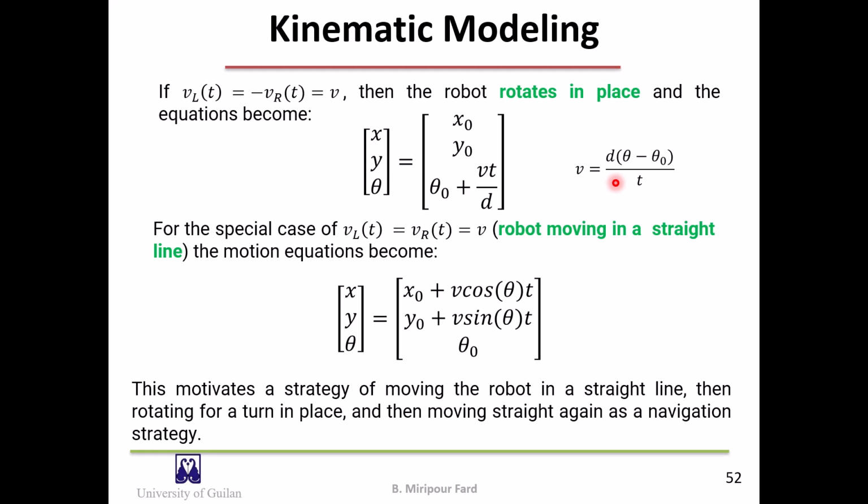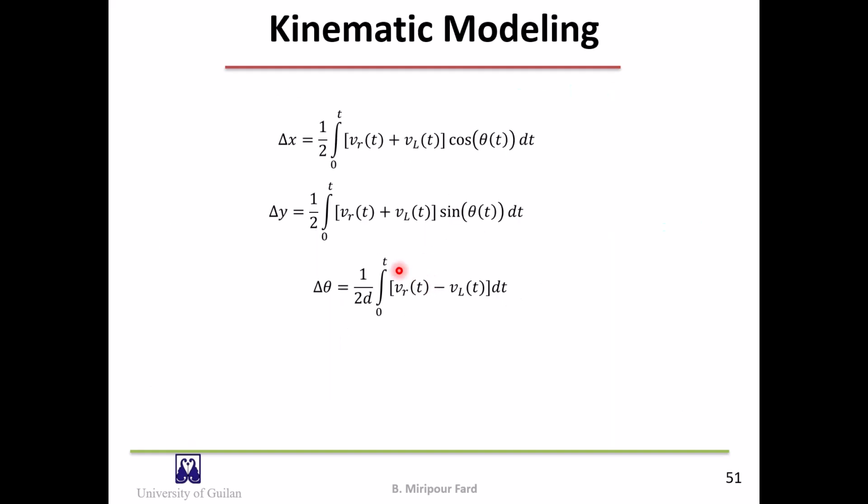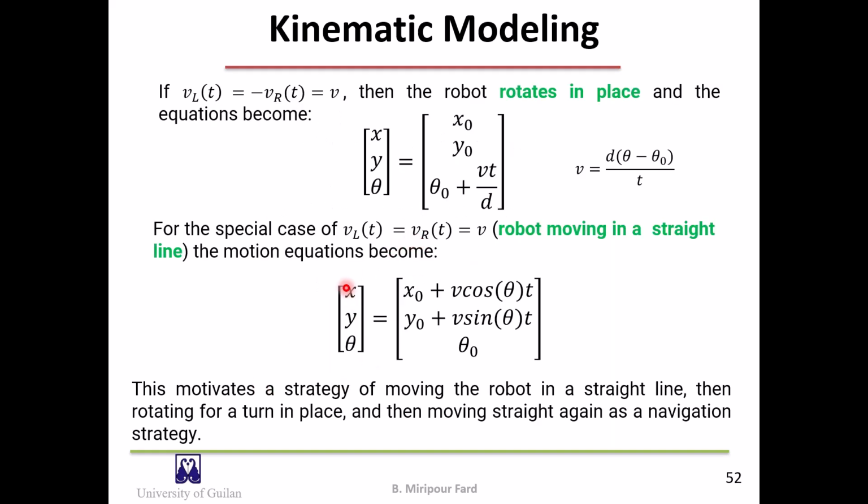So for an in-place rotation, the action equals this: d times theta minus theta 0 over t. For the special case in which VL equals VR equals constant V, the robot will move in a straight line with constant velocity, and these equations can be integrated to obtain the pose of the robot.